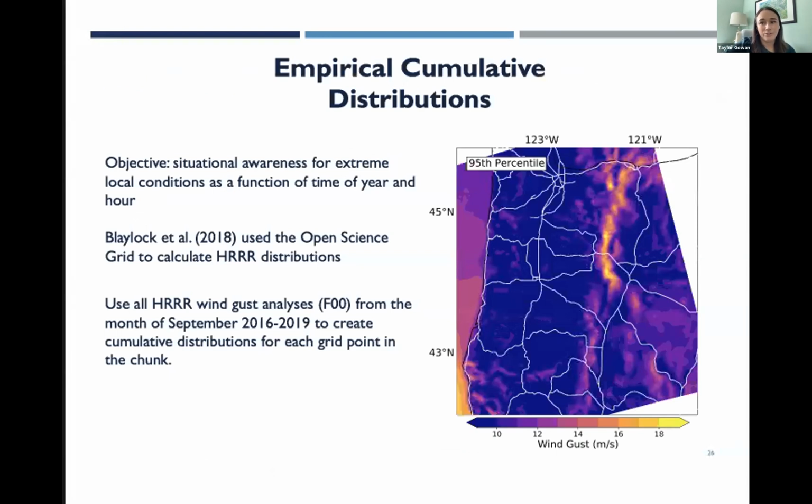Next, I want to quickly show you how Zarr files can be utilized for calculating empirical cumulative distributions on the fly. These distributions are very useful for determining typical or atypical conditions for a location during a specific time of the year or even a specific time of the day. As John mentioned earlier, Brian Blaylock's work in 2018 calculated similar distributions for all the HRRR grid points using the open science grid. We kind of emulated this and calculated similar wind gust statistics for all the grid points over our Western Oregon chunk, which is about 22,000 grid points. But using our Zarr method, it only took 64 seconds using a single processor, whereas this entire process using the open science grid took considerably longer.